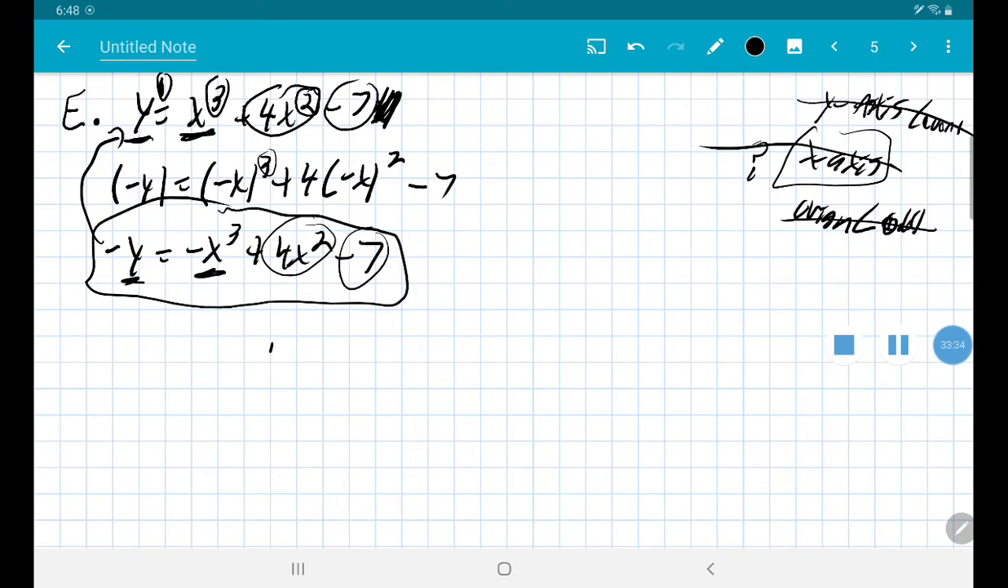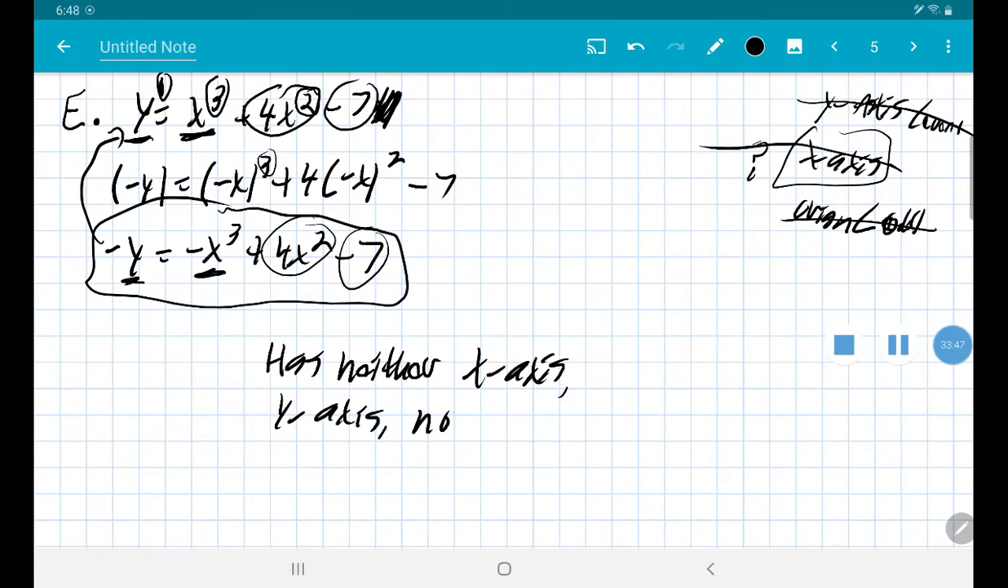So this one has neither x-axis, y-axis, nor origin symmetry. Which can happen.